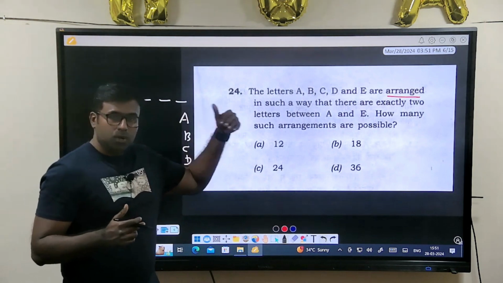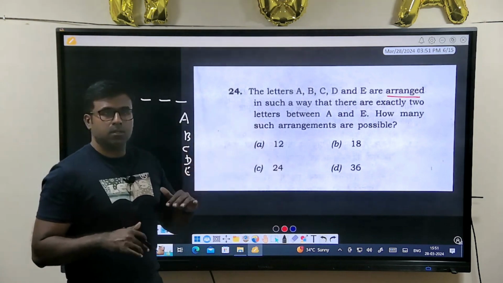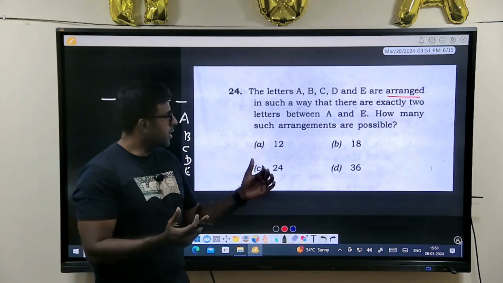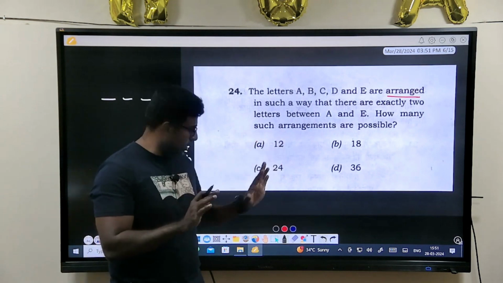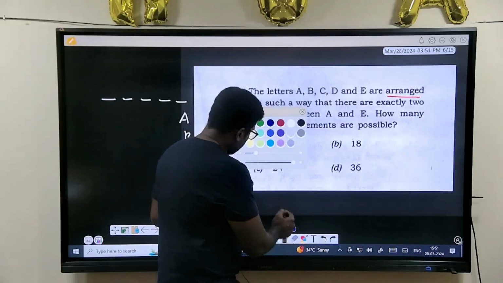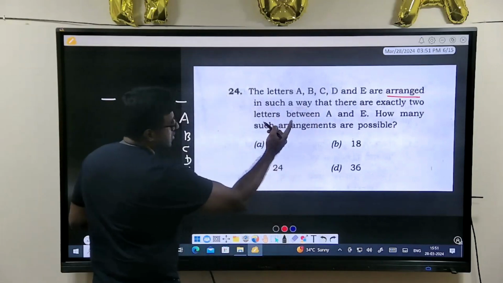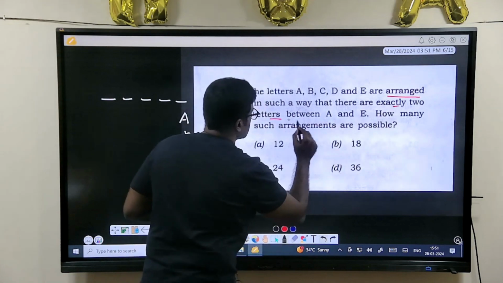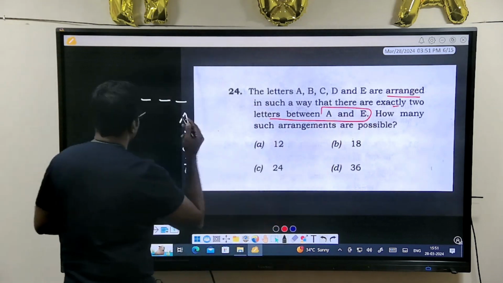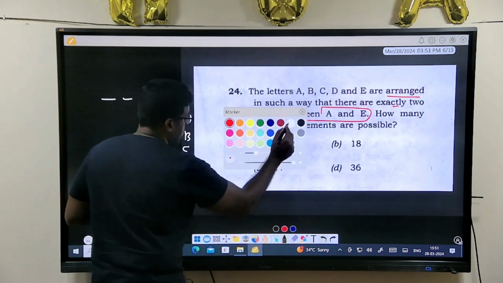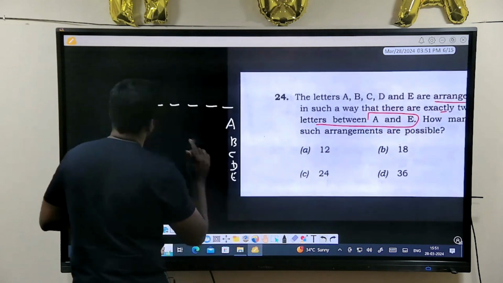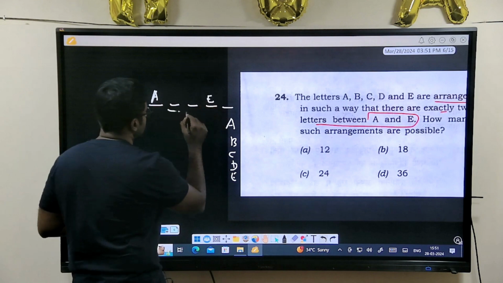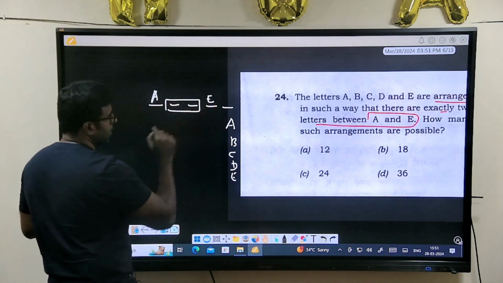But usually, as I say, in civil services CSAT, mostly they don't think about formulas. Rather, they think about how you apply them. Now look at this point: in such a way that there are exactly two letters between A and E. So let us assume this scenario. They are saying that exactly 2 letters should be there between A and E.